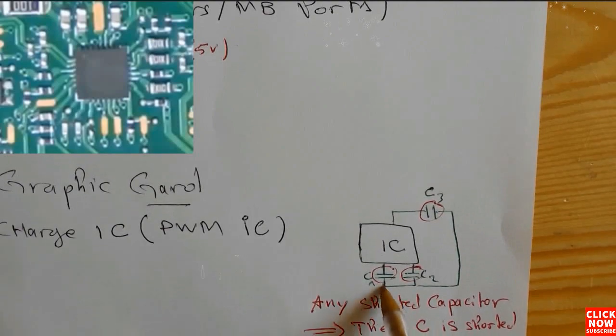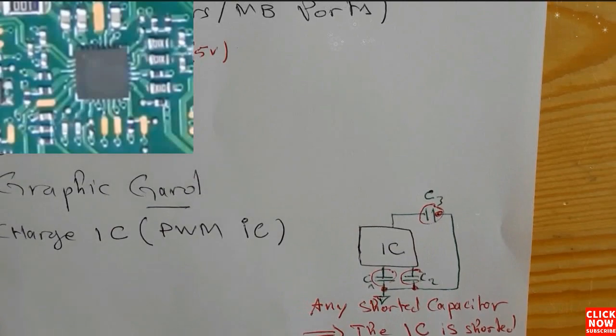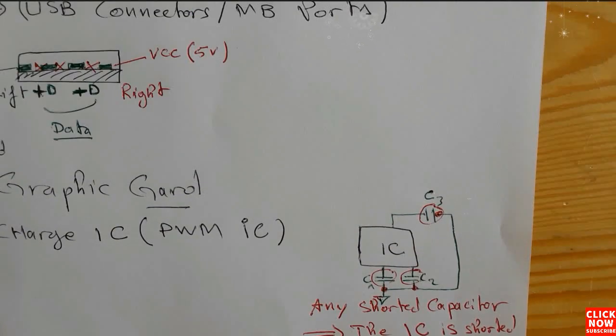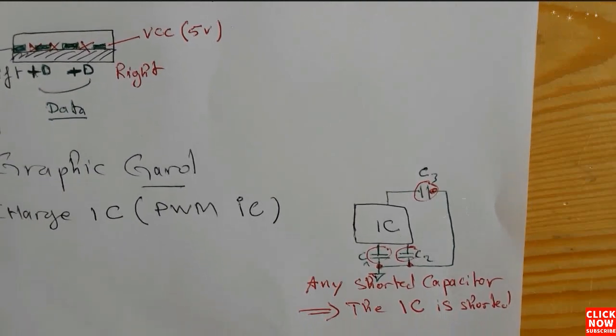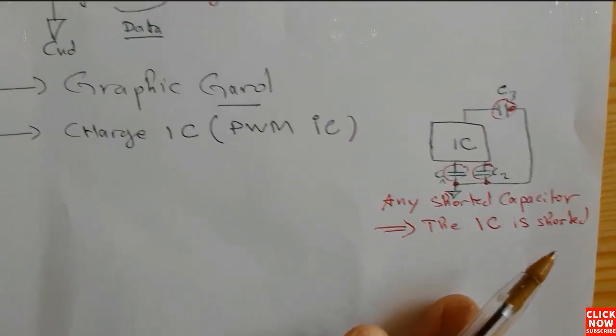You know why? Because these ceramic capacitors are connected to the ground on one side, as you can see, and connected to the IC on the other side. So if you get a shorted capacitor, it means the IC is bad. It means the IC is connected to the ground, then bad IC.